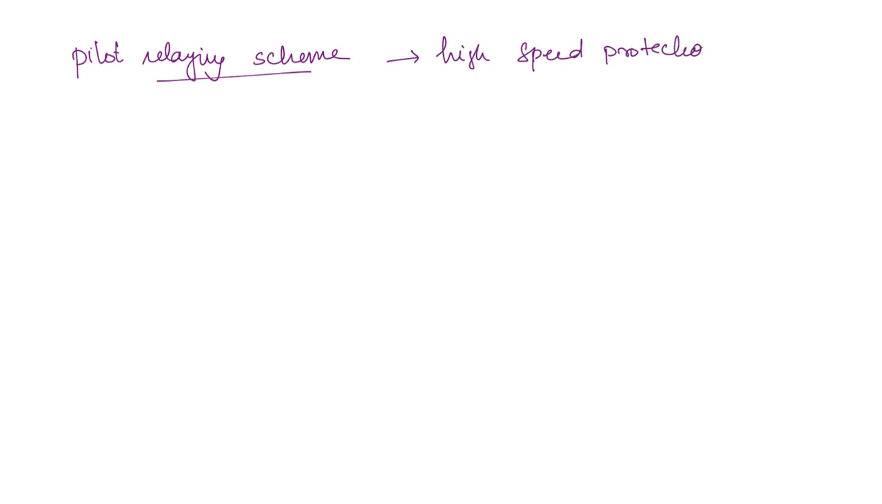Now there is another protection scheme, which is the pilot relaying scheme. This is for high speed protection of transmission lines. But we are not going to discuss this, just know that there is this kind of relaying scheme for high speed protection.